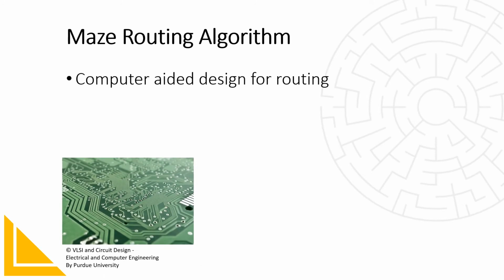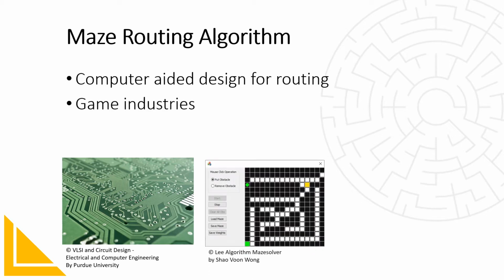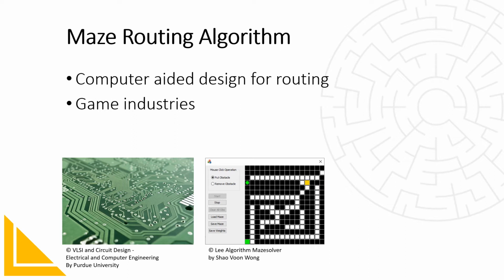Maze routing algorithms are widely used in VLSI, or Very Large Scale Integration design. It is used in computer-aided systems to route wires on printed circuit boards. It is also used to address the problem of finding the shortest path from a source to the destination and avoiding obstacles in AI-designed computer games, especially for agent or character movement.